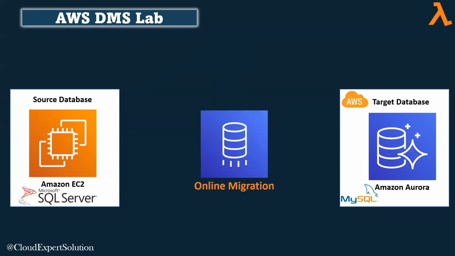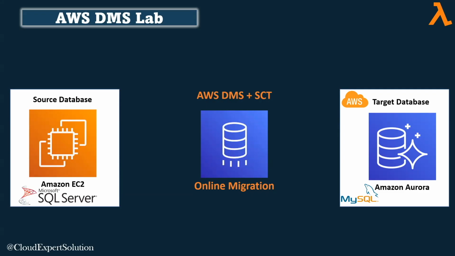We are going to use AWS DMS for online migration. As in the previous slide, we saw offline migration, just take the backup and ship it. We are not going to perform that. And we are going to use DMS plus schema conversion tool to convert the Microsoft SQL Server schema to MySQL schema.